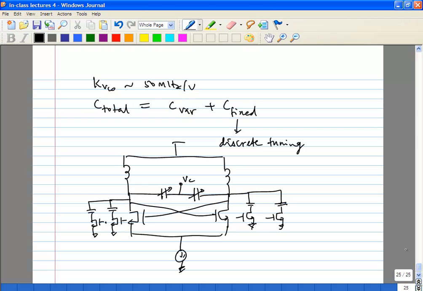So what you will do is have a coarse tuning loop. It's a loop in the sense that you're going to use a counter to measure the VCO output frequency. You're probably going to have some kind of algorithm, maybe a SAR or something like that, and you're going to turn on capacitors till you reach a certain frequency.